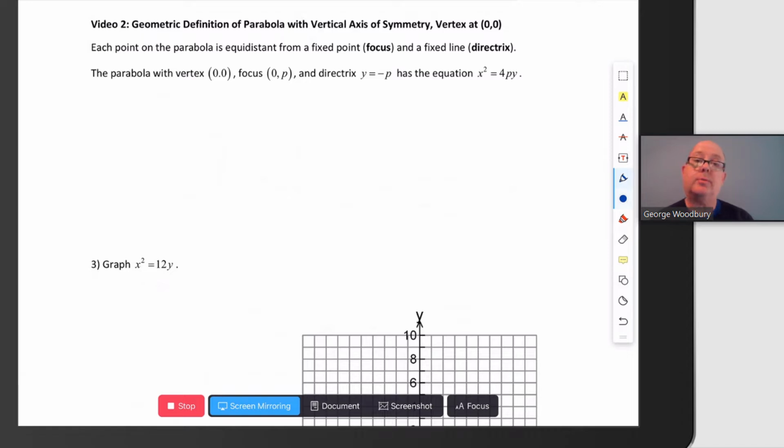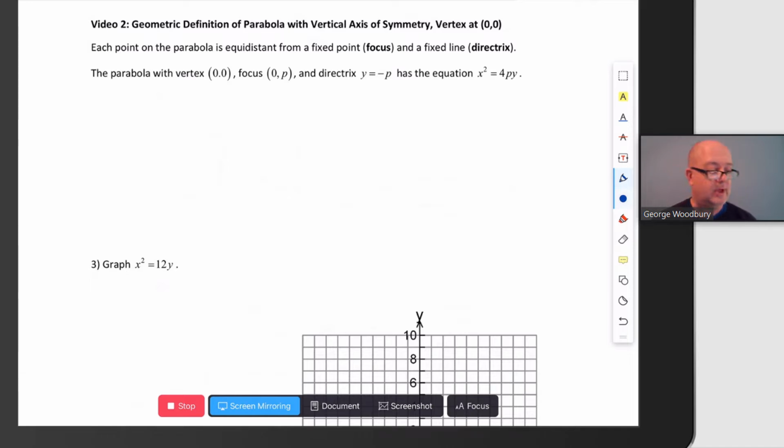Hi, I'm George Woodbury from College of the Sequoias in Visalia, California, and in this video, we're going to take a look at the geometric definition for parabolas. So these conic sections, we can come up with geometric definitions for all of them in this chapter.